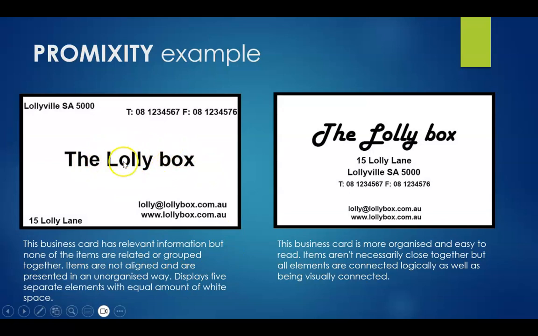So you've got the middle part where it says the lolly box, you've got the telephone and fax in the right corner, Lollyville in the left corner, bottom left is the address, and on the right is an email and website address. Nothing lines up. It's a terrible example of proximity. This one on the right, this business card, is more organized and easy to read. Items aren't necessarily close together, but all elements are connected logically as well as being visually connected.